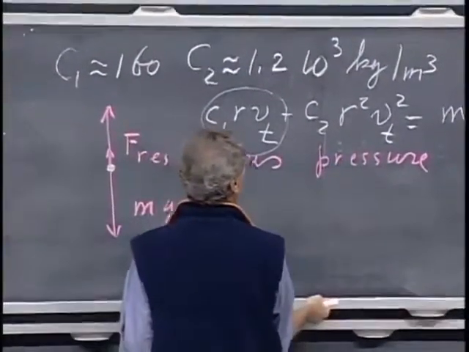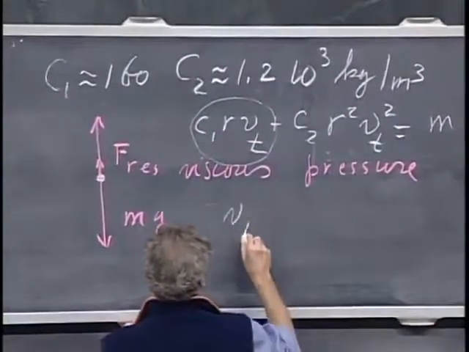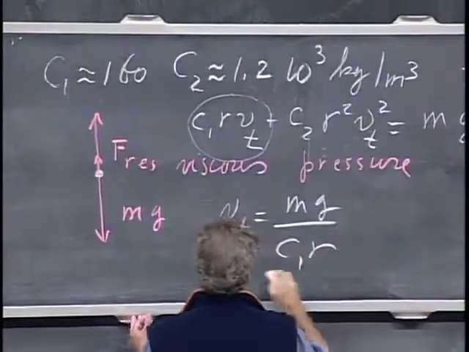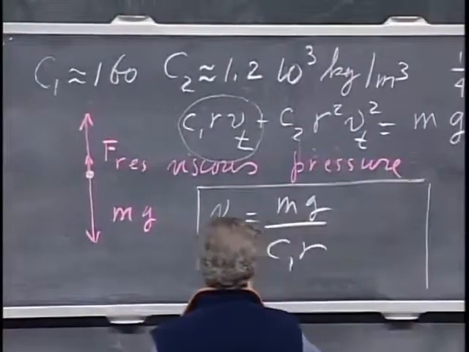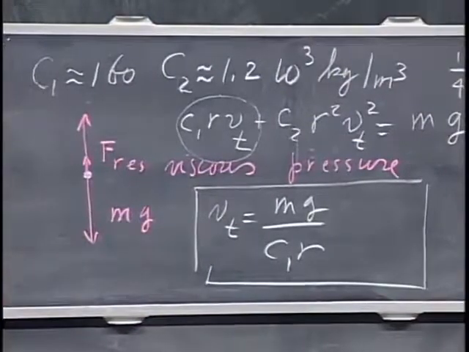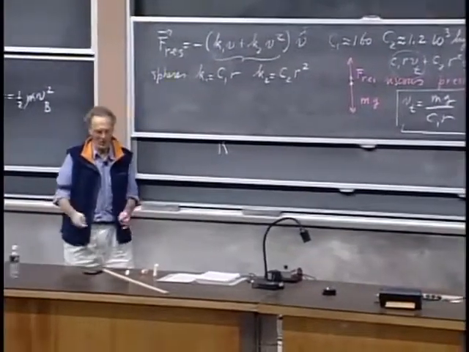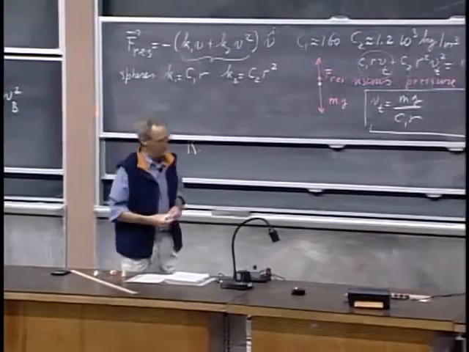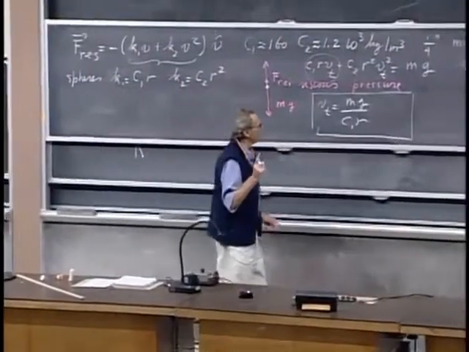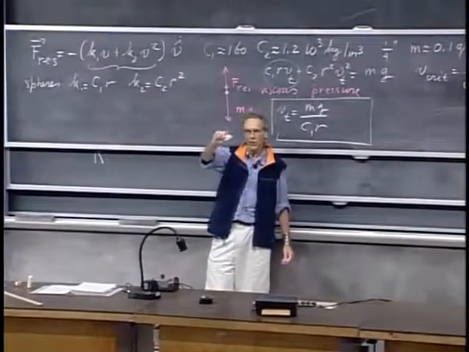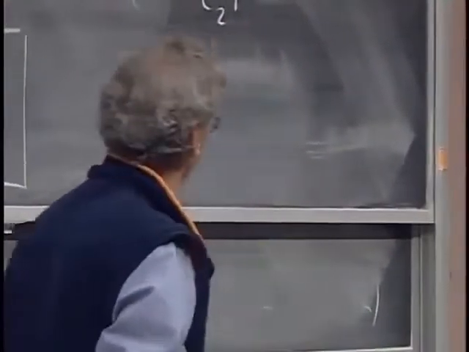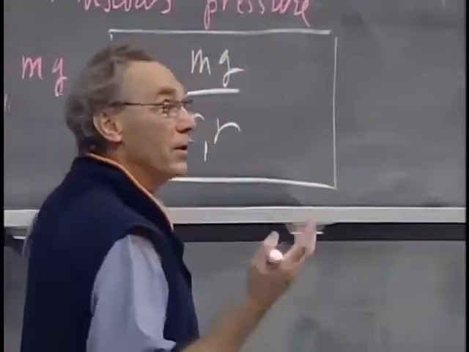And if that term can be ignored, you can see that immediately the terminal velocity is going to be mg divided by c1 r. And that, by the way, for our quarter-inch ball bearing, turns out to be something like 2 centimeters per second. Many, many orders of magnitude lower than the 100 miles per hour, which was the critical velocity. What we did is we measured the times for these ball bearings to fall over a distance of 4 centimeters. And if you know the time to go a distance of 4 centimeters, you know the terminal velocity.